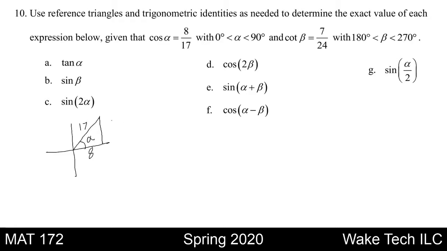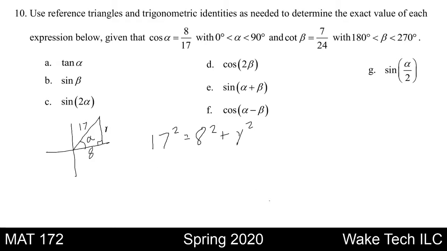One thing to keep in mind is that we might need to actually know what some other functions of alpha are. So we might need to know what the opposite is. So why don't we find the opposite, and that'll help us find those other functions. Well, this is a right triangle, so we can use the Pythagorean theorem. That is 17 squared equals 8 squared plus, and we can call this y, plus y squared.